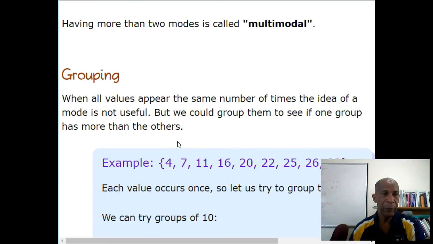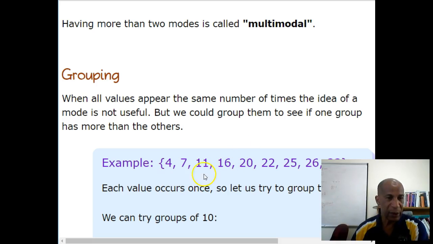Grouping. When all values occur the same number of times, the idea of a mode is not useful, but we could group them to see if one group has more than the others. So even though we may not have a particular value occurring, if we were to put them in groups, a particular group may have more than one of the examples in that group.